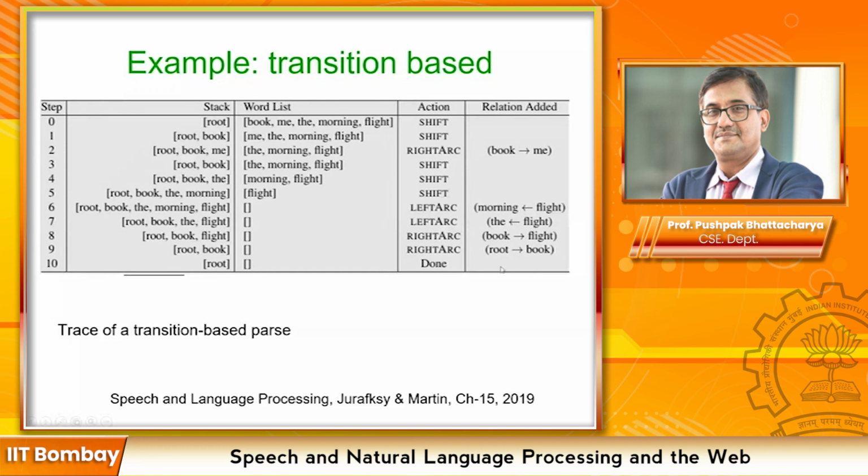What is the parse tree? You can see from the last column itself: root to book, book to flight, flight to morning, and book to me. Okay, so the main verb book has two dependents, me and flight. Flight has two dependents, the and morning. Okay, and the parse is complete. So now the ball has now shifted to the court of the decision making algorithm, which is something we would like to discuss today.